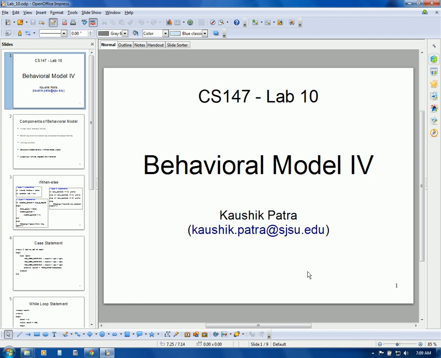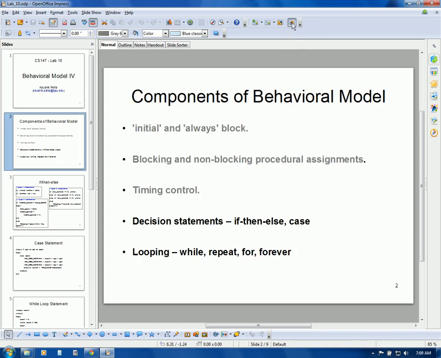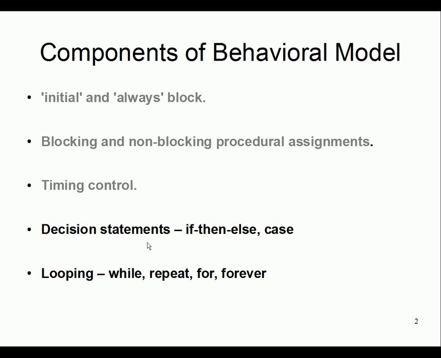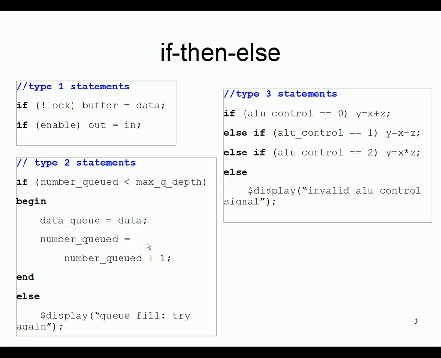So in this last section of the behavioral model, we'll discuss the rest of the section, that's decision statements and looping. They're pretty much similar to any other high-level language like C or Java. The best thing is to see some examples, like if-then-else.